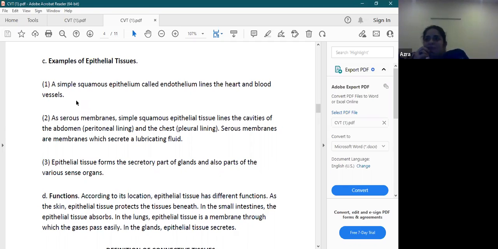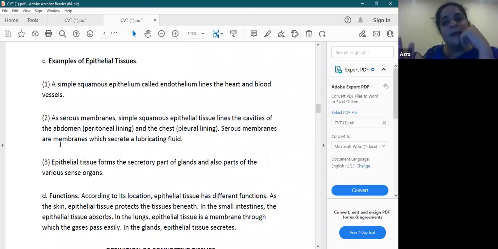So an example is simple squamous epithelium, called endothelium. It lines the heart and the blood vessels. And number two, epithelium tissue forms the secretory parts of glands and also part of the various sense organs.